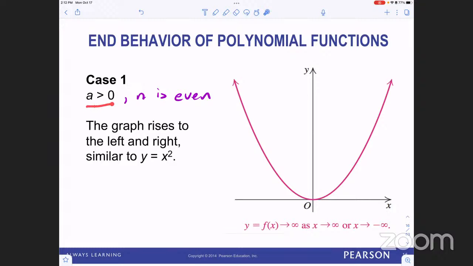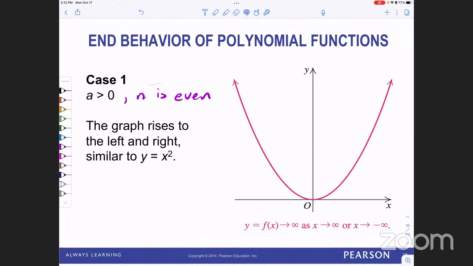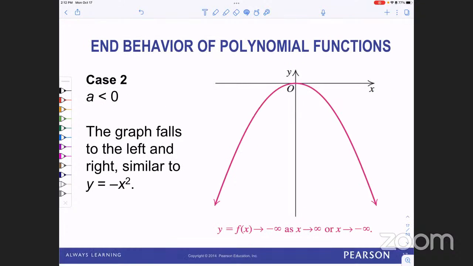In this example, we looked at when the leading coefficient was positive. In the next example, we're going to look at where the leading coefficient is negative. We're still working with n is even here. With the leading coefficient being negative, our polynomial is going to go down to the right. Because n is even, the other side does the exact same. It's going to go down as well.